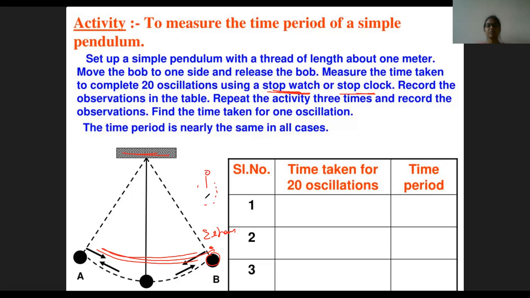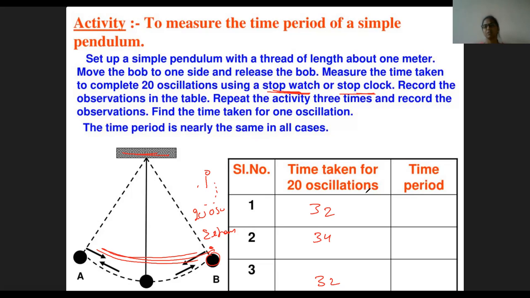So how many times will it come back to this point? Let us take 20 oscillations. For 20 oscillations, how much time is taken? Just note it down. Let us take the time for 20 oscillations as 32, next time it is 34, now again it is 32, like that. So note the time taken, and based on it, find the time period.